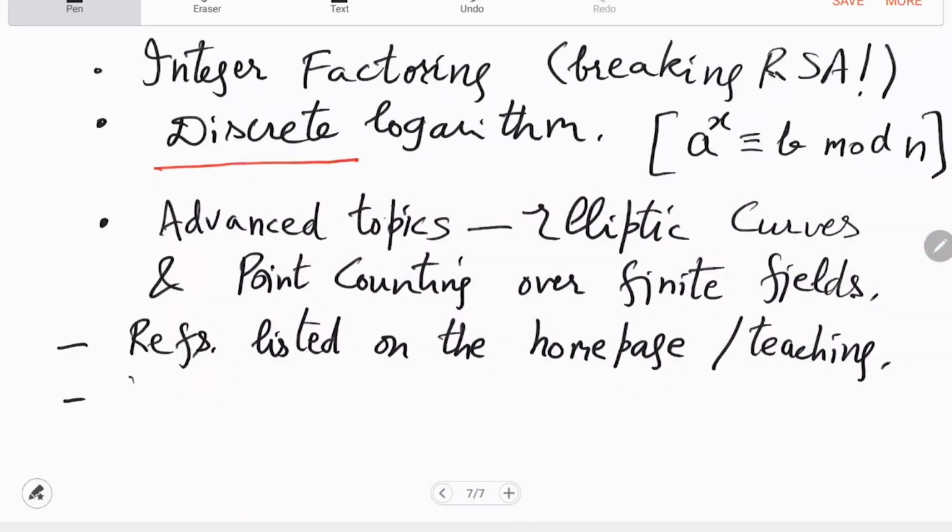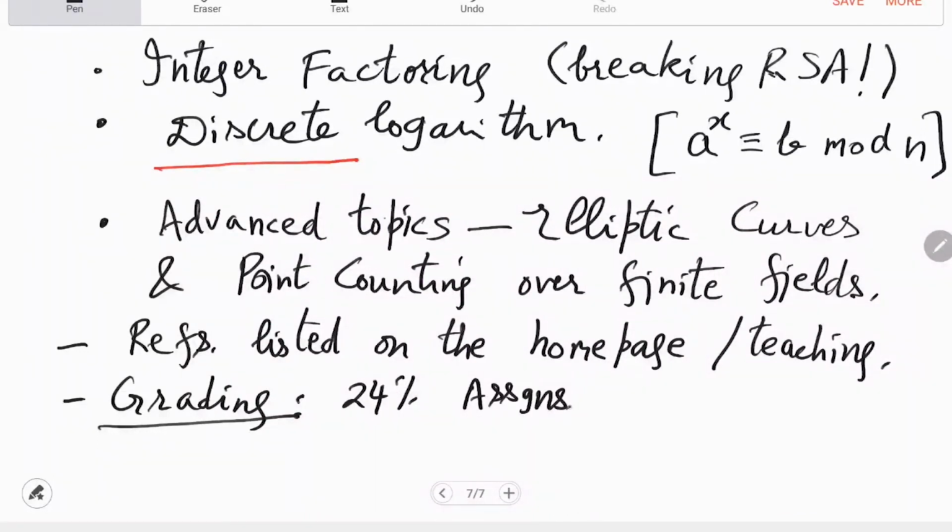Some words about grading. We'll have 4 assignments. So let's say that is 24%. And say you have equal midsem and endsem.